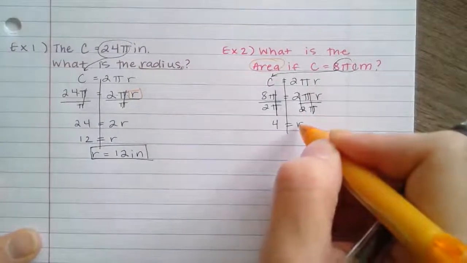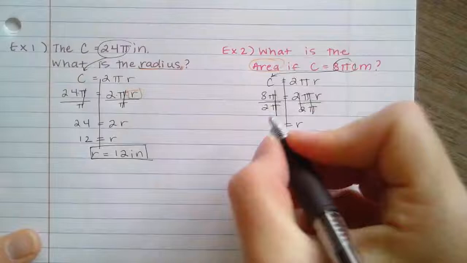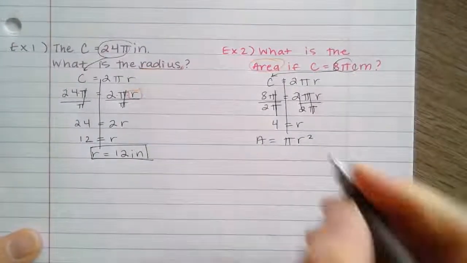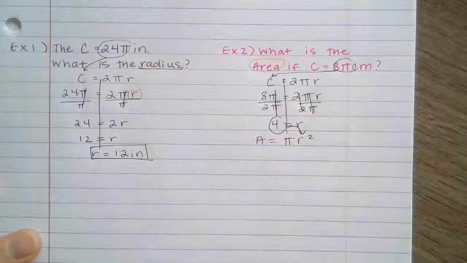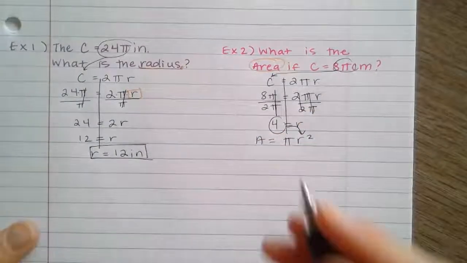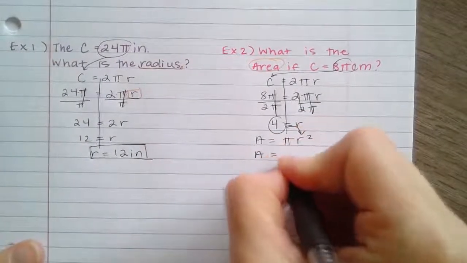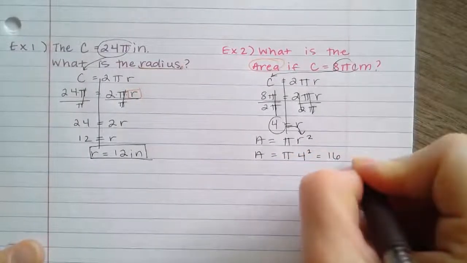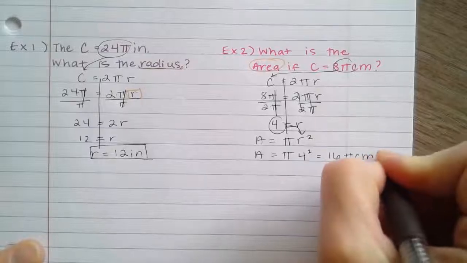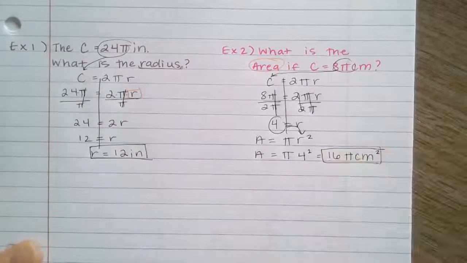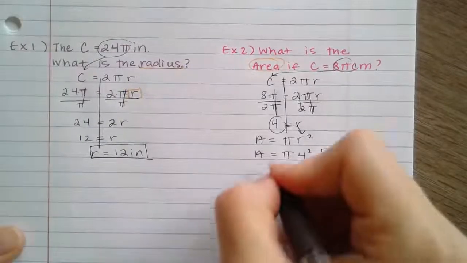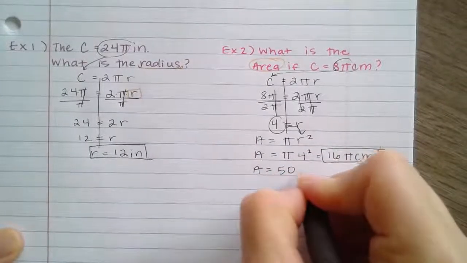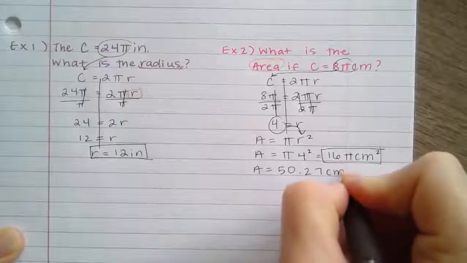I need to use this radius to find the area. So let me write the area formula, pi r squared, and I'm going to plug in 4. I know that my radius is 4, I just did that work. So my area is pi r squared, which is 16 pi centimeters squared. That is my exact answer, but I do want you to write your rounded answer as well, which is 50.27 centimeters squared.